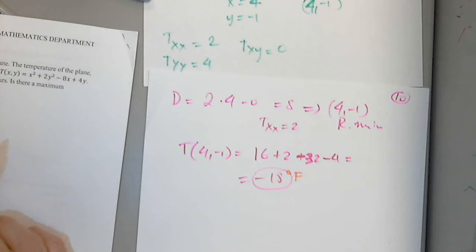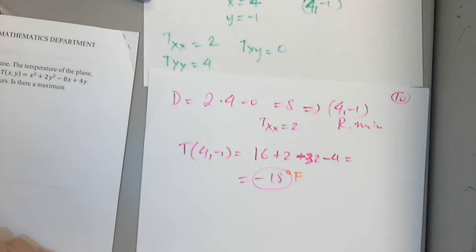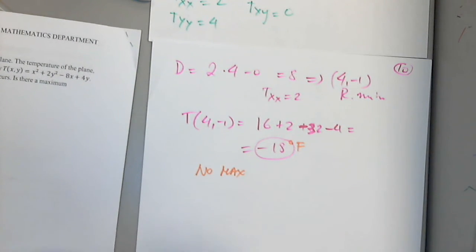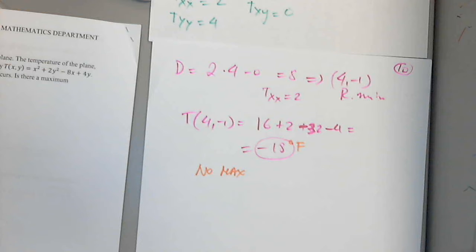And is there a maximum temperature? No. The answer is no, because we only found one point, and that point cannot be maximum and minimum at the same time. That would be a saddle point. So I would have to say no. No max temperature, according to the function.